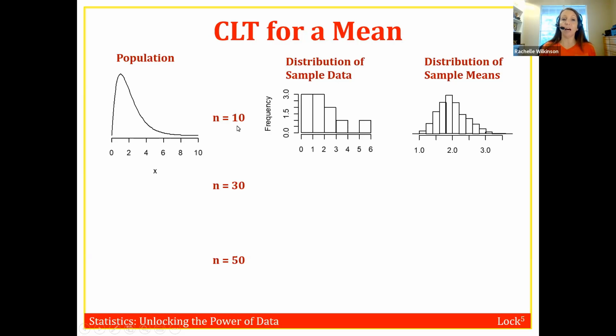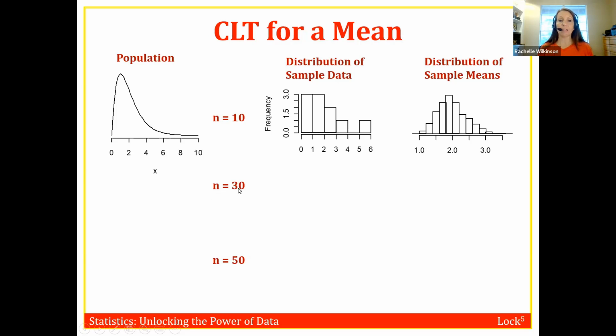And if we take lots and lots of samples of size 10, and from each of those samples we compute the sample mean, and then we graph the sample means, it might look something like this, which you can tell is still a little bit skewed, but definitely not as skewed as the original population.